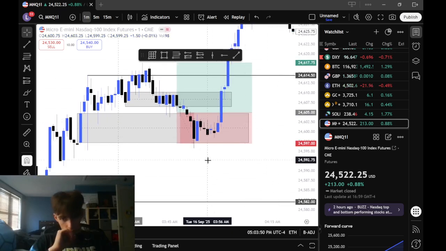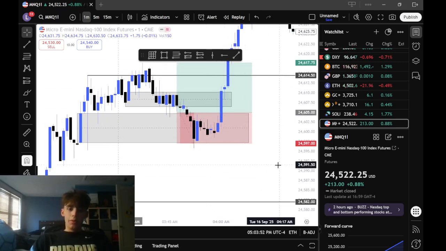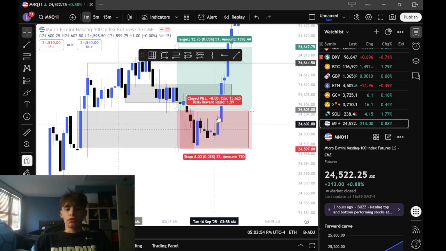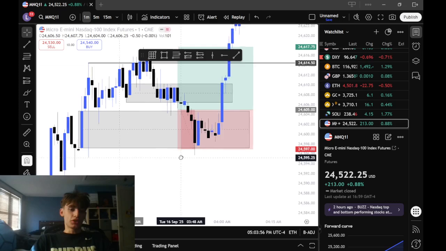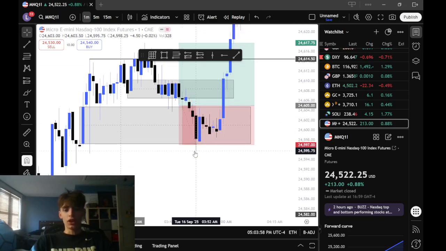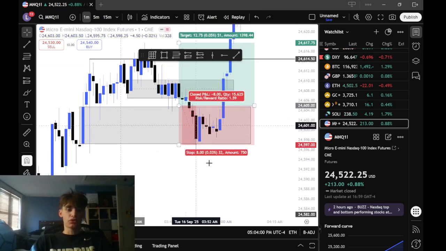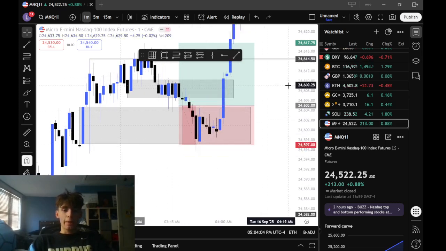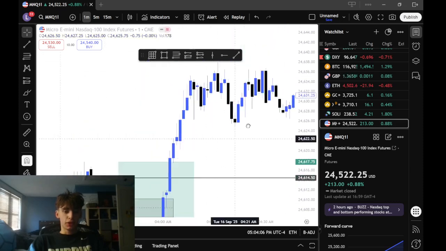But what's tough about this trade, this would have been an amazing trade, but the problem was this wick down here. And when I tell y'all, it literally went straight to my stop loss, took it out, and went straight up to my TP.